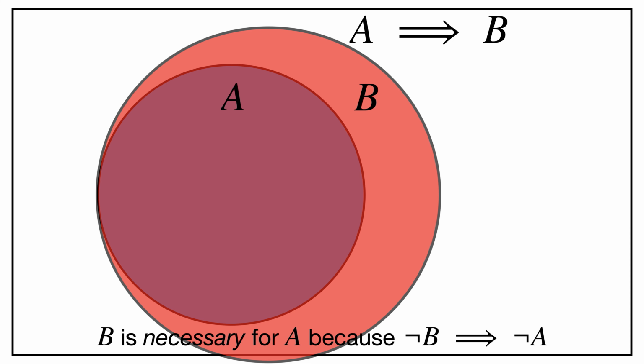So once again, just because I know B occurs doesn't tell me that A occurs, because there's some regions of B where A doesn't occur. But if I know A implies B and I know I'm in A, I know I'm also in B.